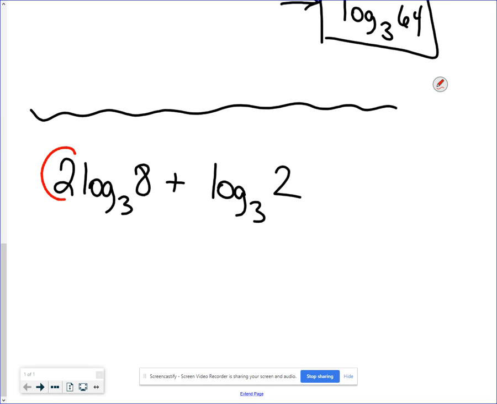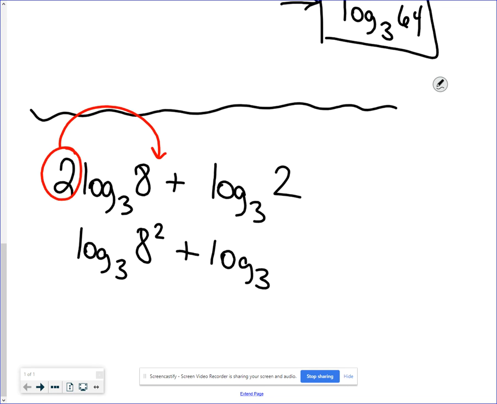So the first thing we're going to have to do is get rid of this 2. So we're just going to move that to the exponent on the 8. I'm going to rewrite this as log base 3 of 8 squared plus log base 3 of 2. And then again, log base 3 of 8 squared can be rewritten as log base 3 of 64.